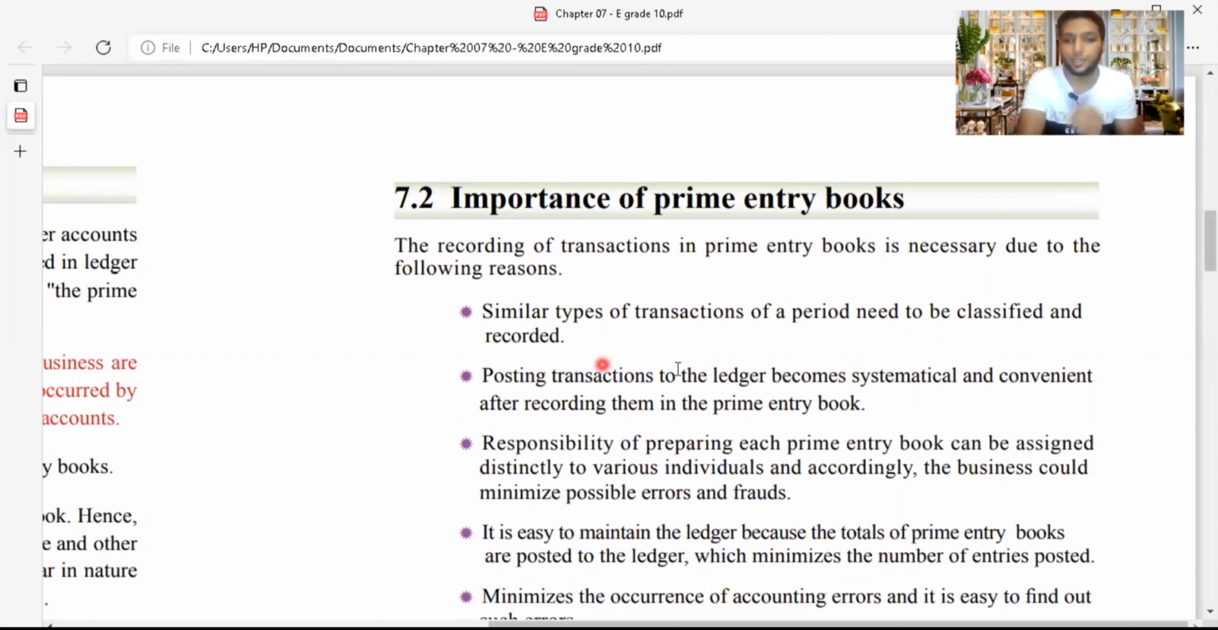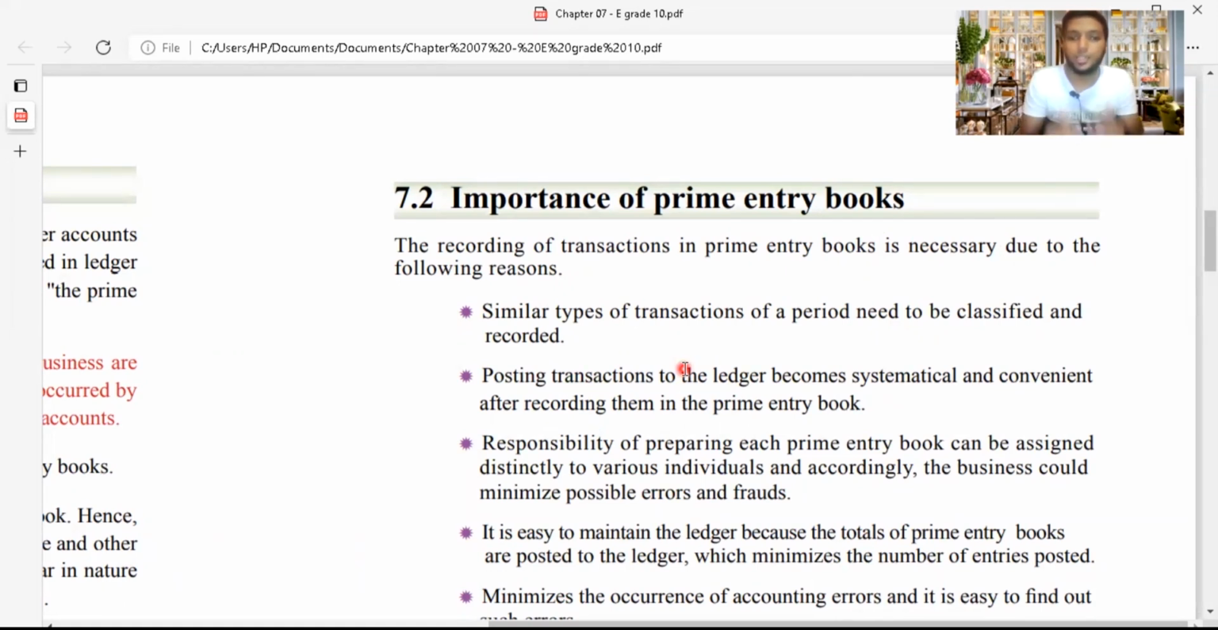So they're saying that you can easily record it in the ledger account, easily taking that from the prime entry book to the ledger account. The way of recording is very easy because you can just move from one place to another. Because it's a cash transaction, you can directly take from the cash book to the cash transactions.